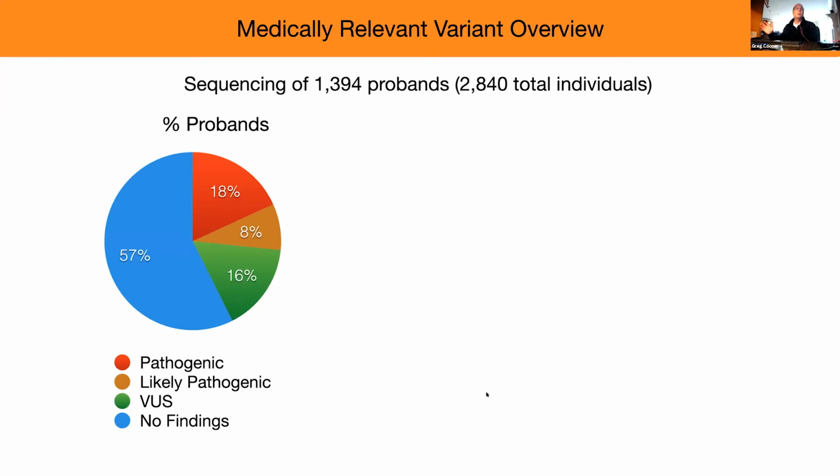To summarize a whole bunch of work we've done as part of these collaborations, we've sequenced a little over 1,400 probands. This number's a little bit out of date. We've sequenced a total of 2,800 people because we often sequence mom and dad as well, because their information can be valuable; once you understand inheritance, that can help you interpret a variant. So we often, but not always, sequence trios. And this pie chart summarizes the net results of that.